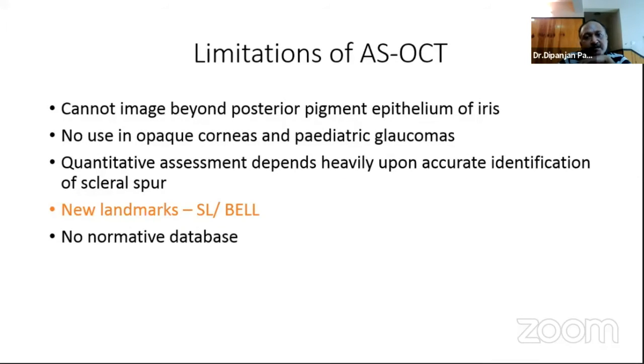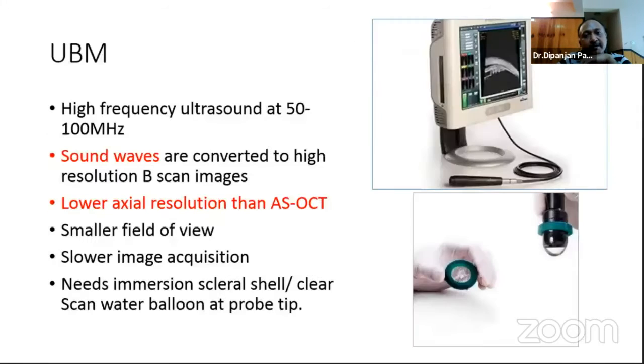But there are limitations of the ASOCT. It cannot image beyond the posterior pigment epithelium of the iris. And there is no use in opaque corneas and pediatric glaucomas. Quantitative assessment depends heavily upon accurate identification of the scleral spur. So now there is some suggestion that new landmarks like Schwalbe's line or Bell, that is the band of extracanalicular lamina, should be used. And overall, there is no normative database. As we know, there are a lot of different variations in biometric measurements of the eye.